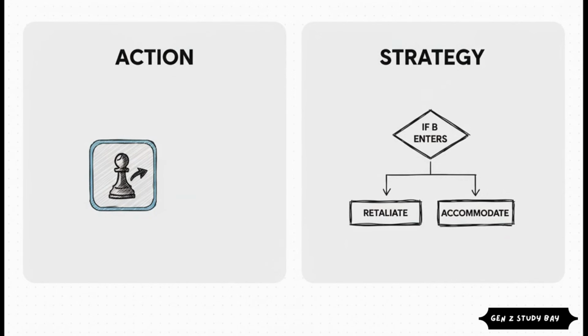Now hold on, because this is a really important distinction that's easy to gloss over. We throw the word strategy around all the time, but in game theory, it has a very precise meaning. An action is just one move at one point in the game, like retaliate. A strategy, on the other hand, is a complete plan that says what you'll do in every possible situation. So a full strategy for firm A isn't just accommodate. It's if firm B enters, then I will accommodate. It's your entire playbook written out in advance. And that's the key. This matrix is a map of those complete strategies, not just single actions.